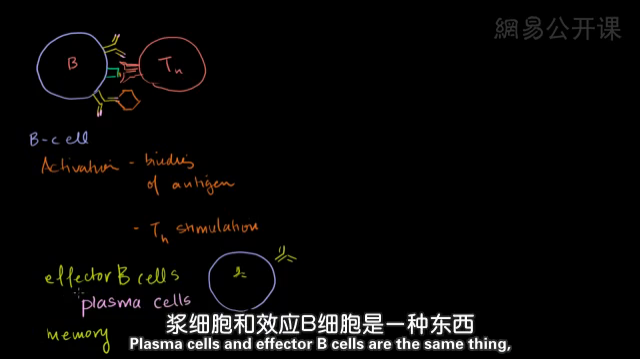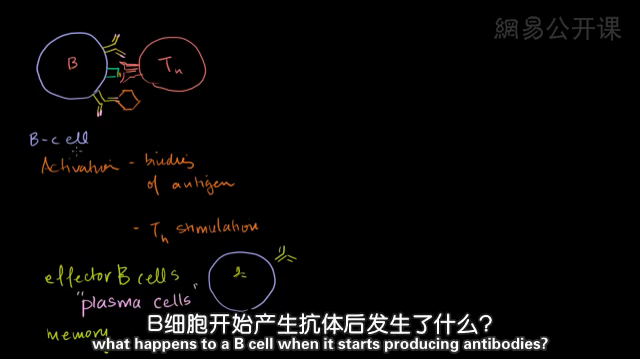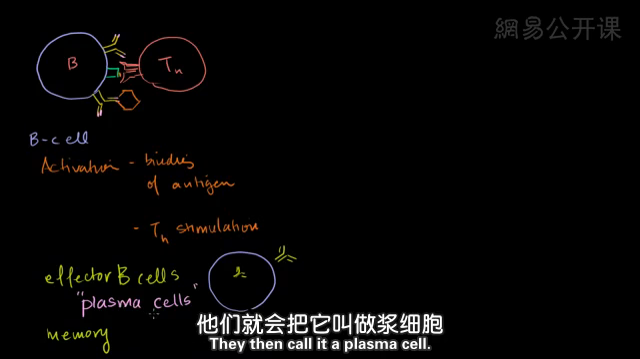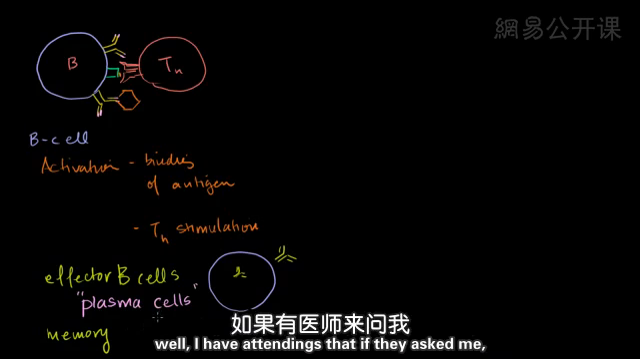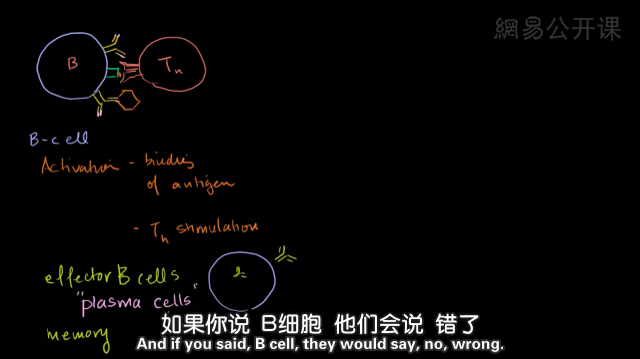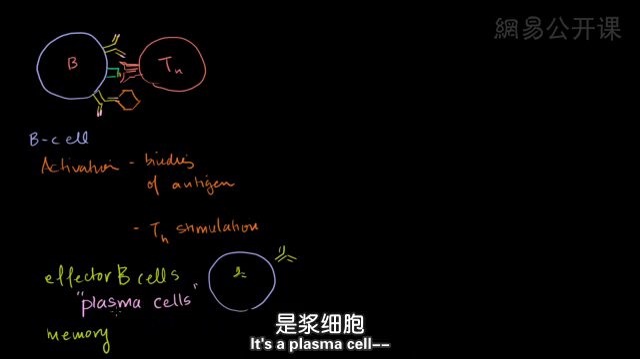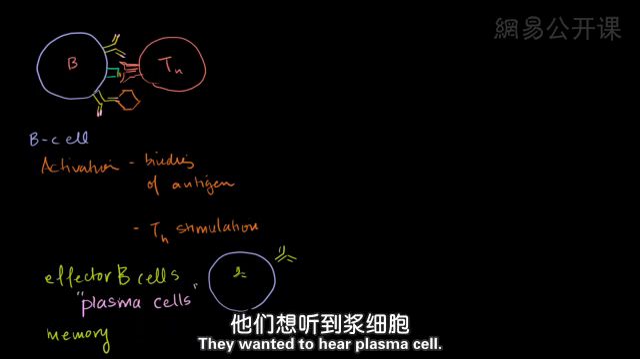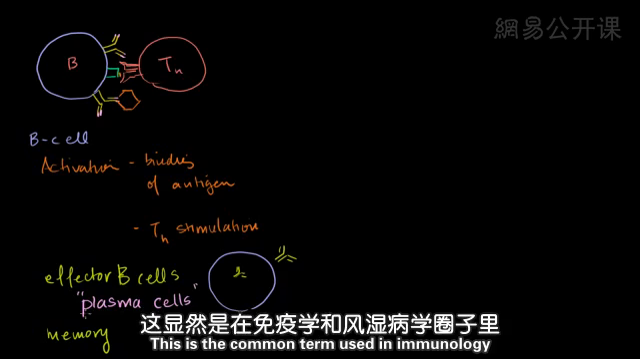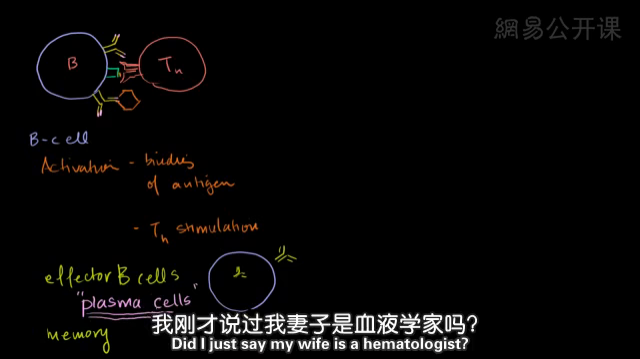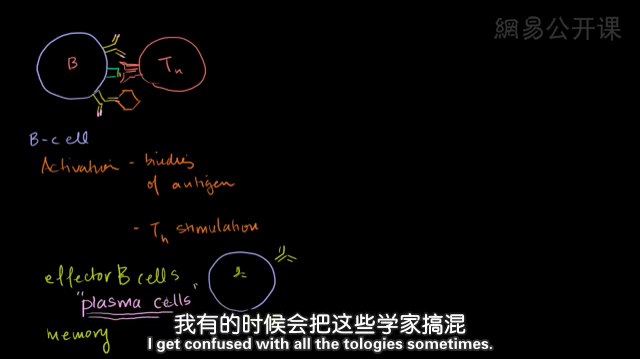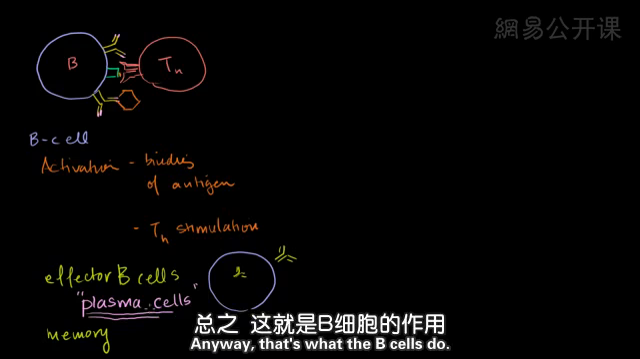Plasma cells and effector B cells are the same thing, but normally when a B cell starts producing antibodies, they call it a plasma cell. They don't call it a B cell anymore. I want to make that very clear because my wife has attendings who, if they asked what cell in the body produces antibodies and you said B cell, would say, no, wrong, it's a plasma cell. Or if you even said effector B cell, they wouldn't be happy. They wanted to hear plasma cell. This is the common term used in immunology and apparently rheumatology circles. Did I just say my wife is a hematologist? No, no, she's studying rheumatology. I get confused with all the ologies sometimes. Anyway, that's what the B cells do.